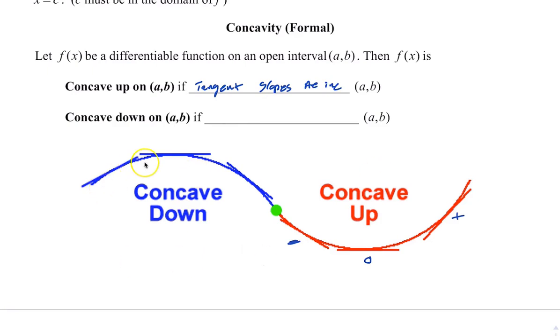And similarly, if you look at concave down, right here we have a positive slope, then a zero slope, then a negative slope. So you can say the derivatives are decreasing, or the tangent slopes are decreasing on the interval a to b. So again, that's the formal definition. The formal definition of concave up is the tangent slopes are increasing, and concave down is the tangent slopes are decreasing. Again, most times I just think of opening up, concave up, opening down, concave down.